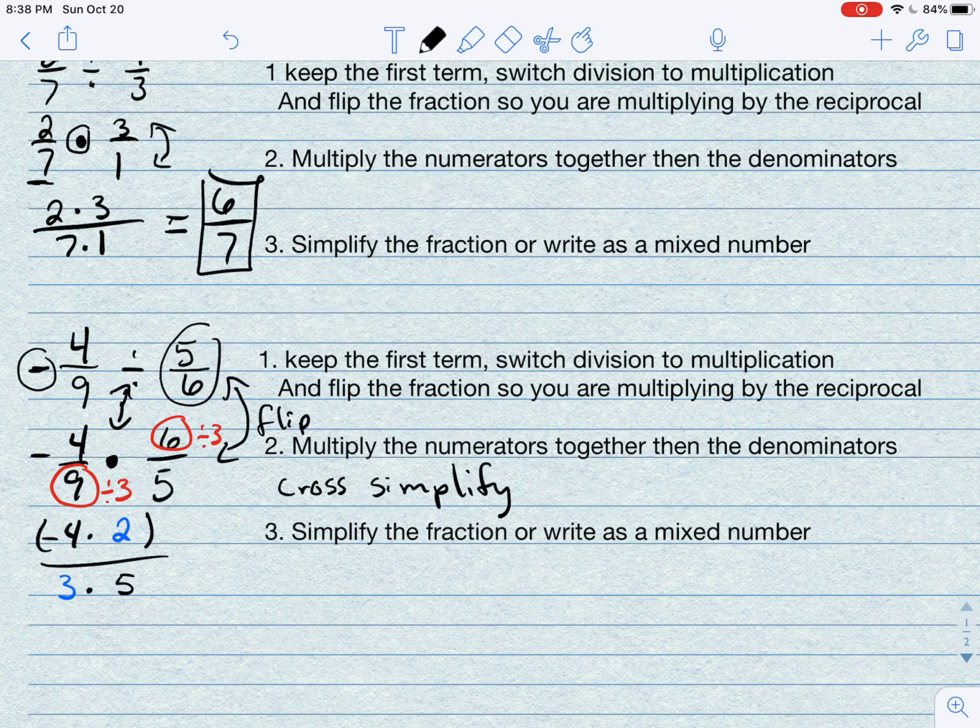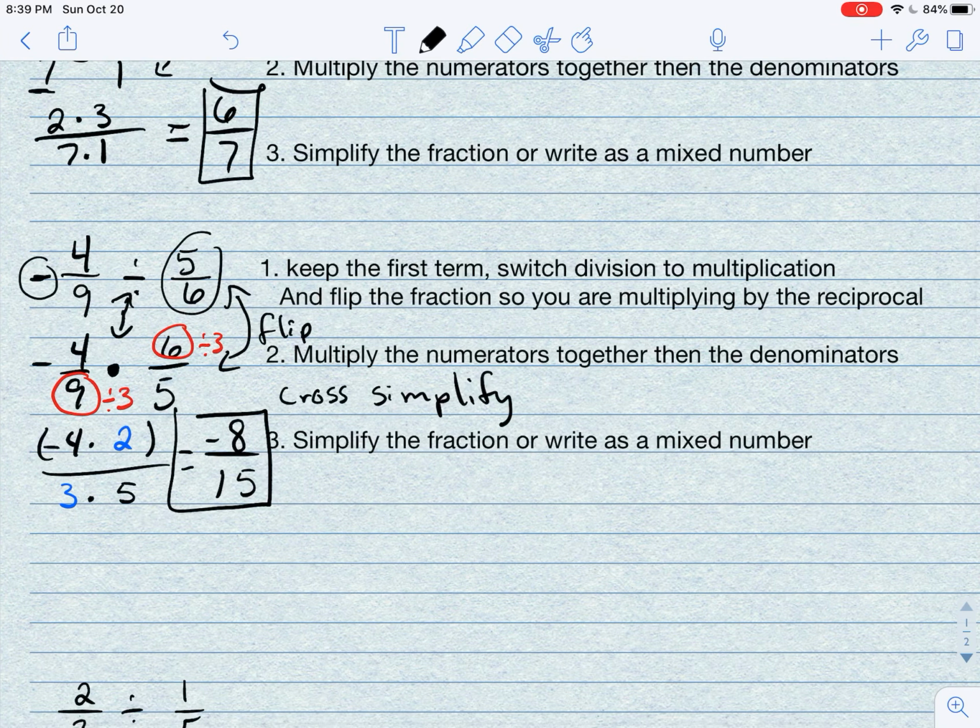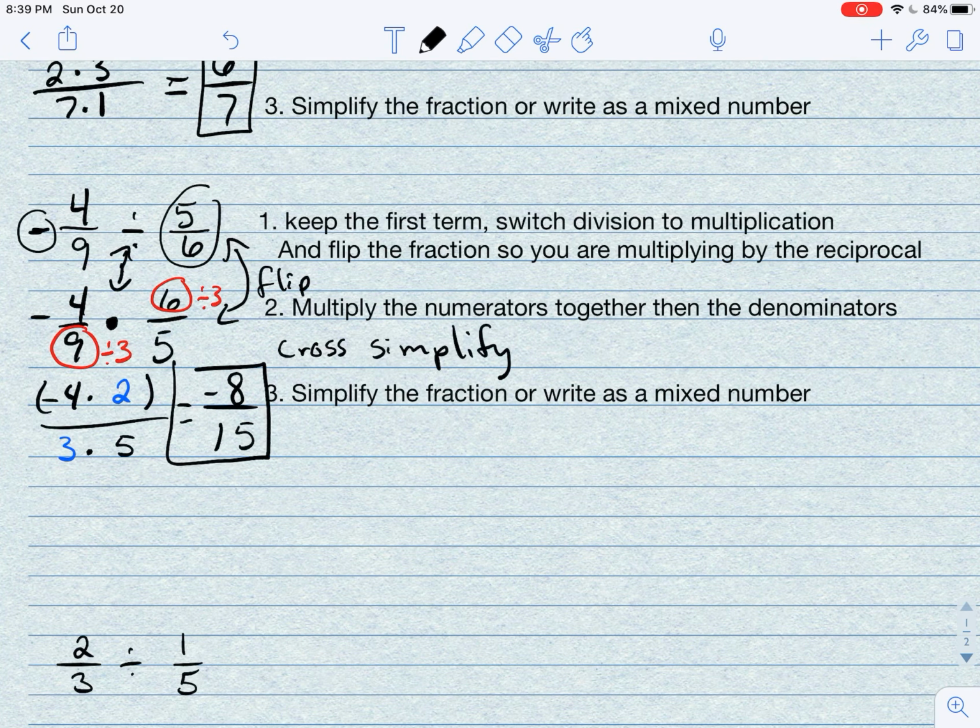Okay, so now when you multiply negative 4 times 2, that's going to equal a negative 8. And then 3 times 5 is going to give us 15. Now you can simplify, but there's no common factor of 8 and 15. So we're just left with our answer being negative 8/15. So we cross simplified, but that's as far as we can go. And it's not an improper fraction, so we don't need to convert it to a mixed number.